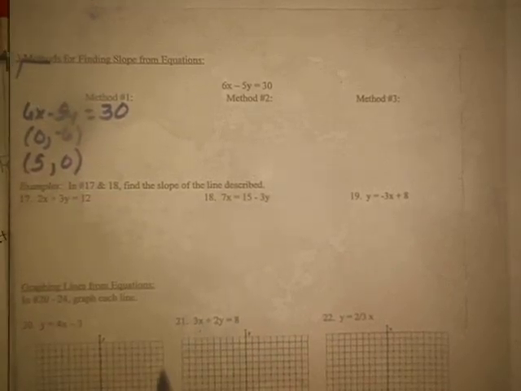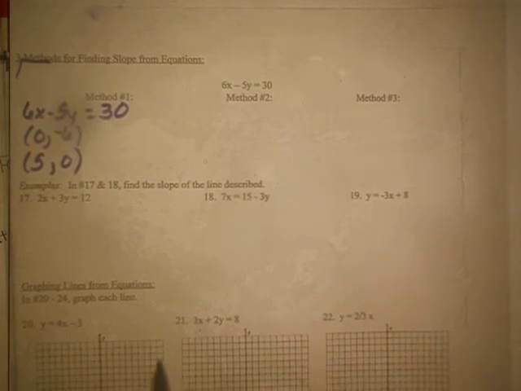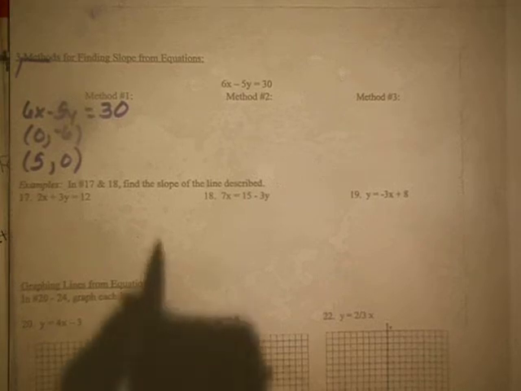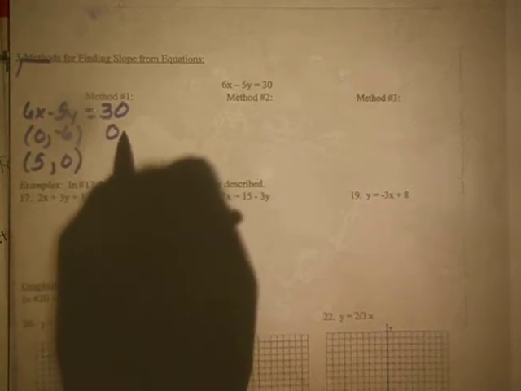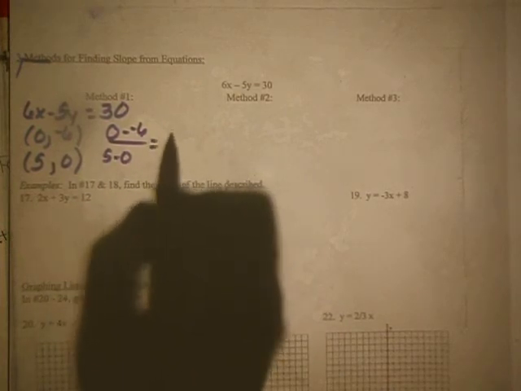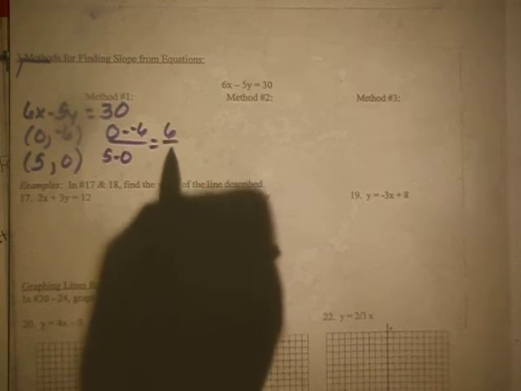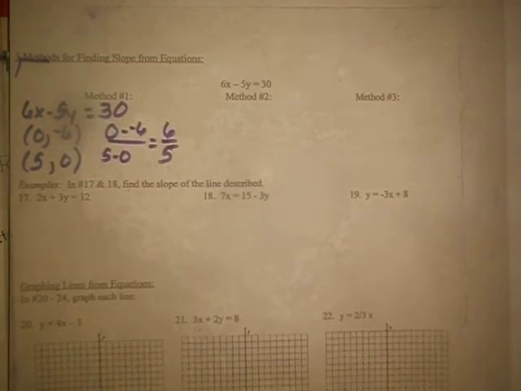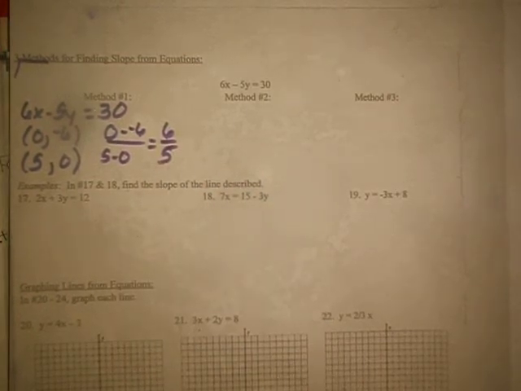And now that we have these 2 points, we can just use our slope formula: y minus y1, x minus x1. And if we do 0 subtract a negative 6, over 5 subtract 0, we end up with a slope of 6 over 5. It's one way we can find slope.